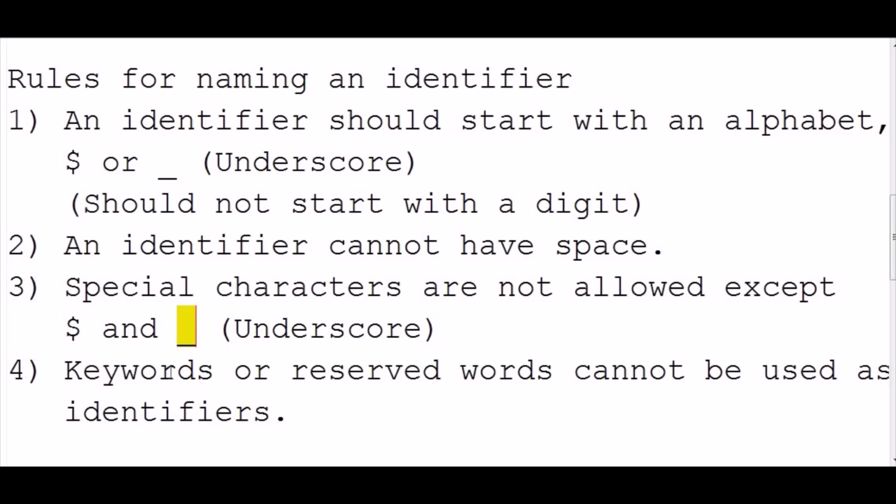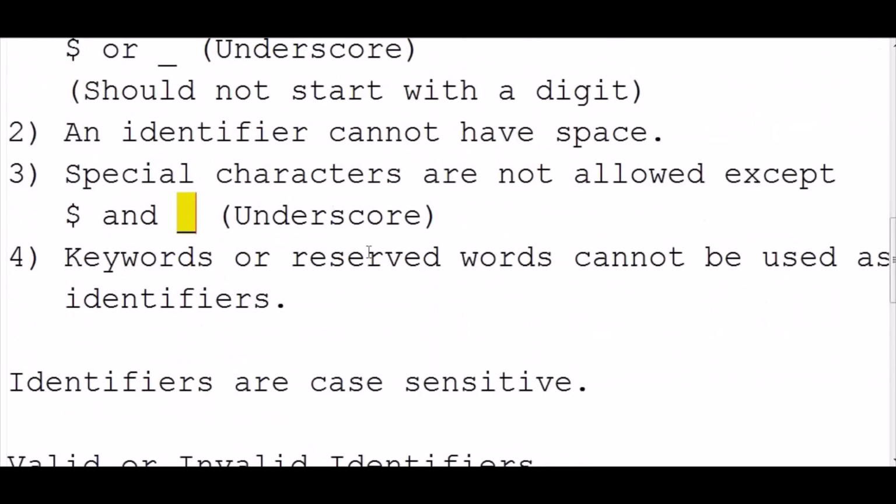And then at last, keywords or the reserved words cannot be used as identifiers. So these are very important rules which you have to remember when you give a name to a class, method or a variable. It should start with an alphabet. It cannot have space in between. Special characters are not allowed except dollar sign and underscore. And of course, keywords cannot be used as identifiers.